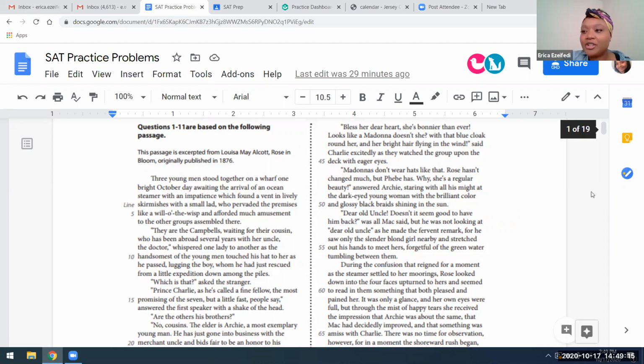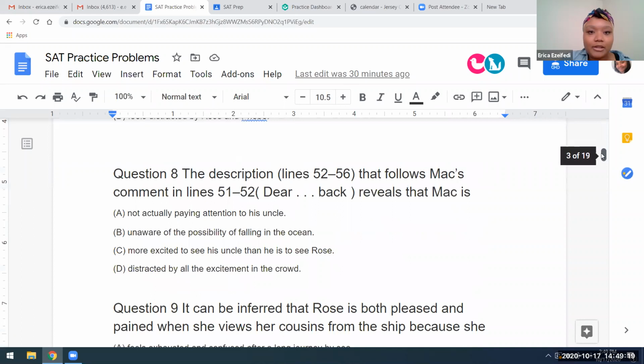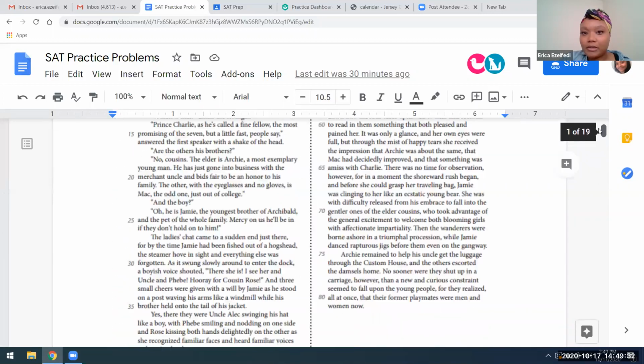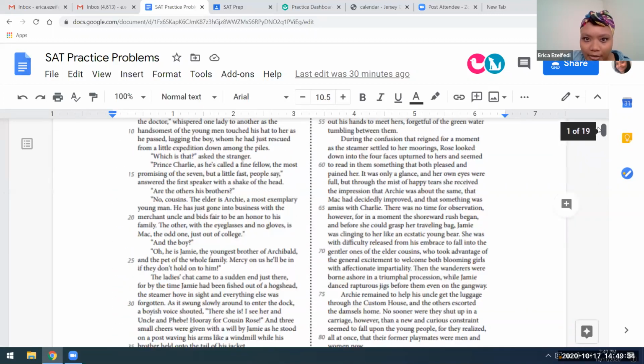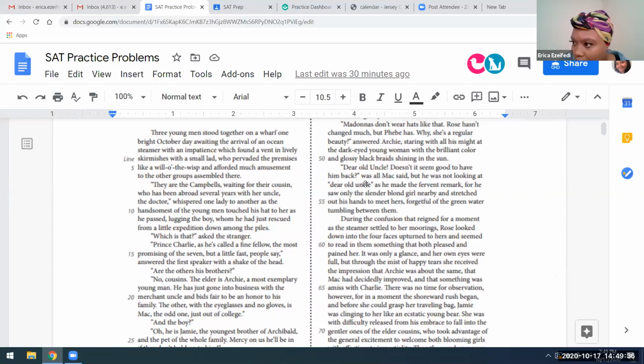So question 8 is lines 52 through 56, that follows Mac's comments in lines 51 through 52, reveals that Mac is blank. Okay, let's go back up here. So 52 through 56, we're looking at basically this paragraph.